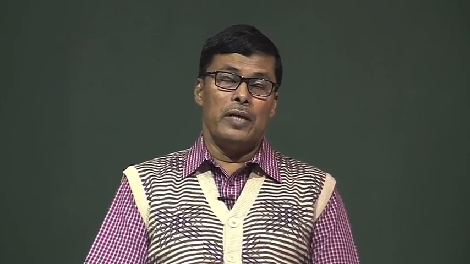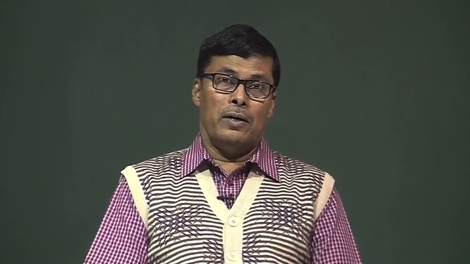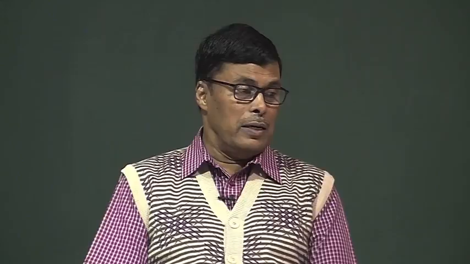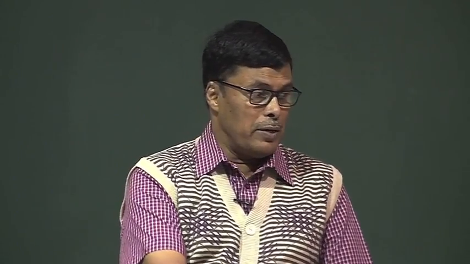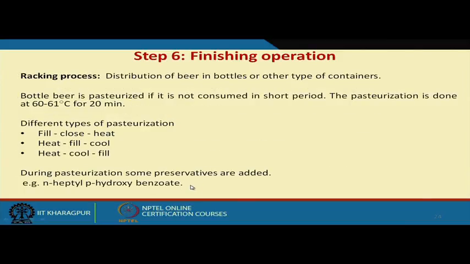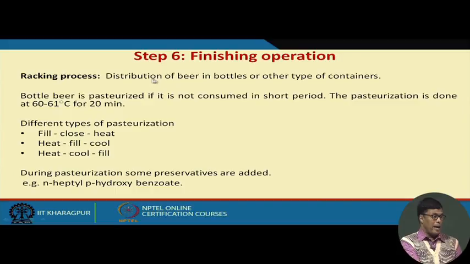So we use some kind of filter aid, so that the activated charcoal can be adsorbed on the surface of the bigger particle, and that bigger particle we can separate out very easily. So diatomaceous earth is a kind of filter aid that is used in the beer making industry to separate the fine particles.